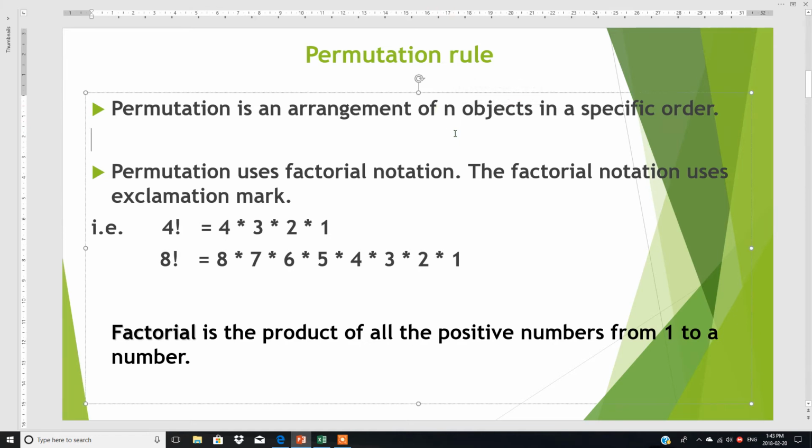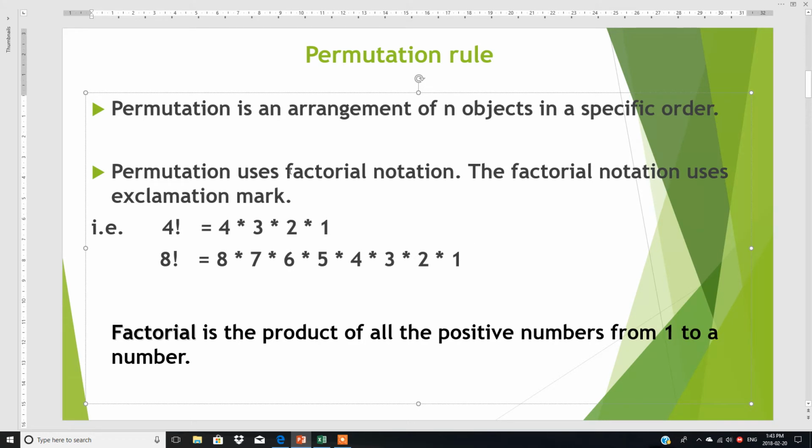See, if you have suppose two objects, three objects, four objects, in general I have mentioned n. So if you have n objects, how you will arrange those objects in a specific order. This is called the permutation. So permutation is the arrangement of n objects in a specific order.